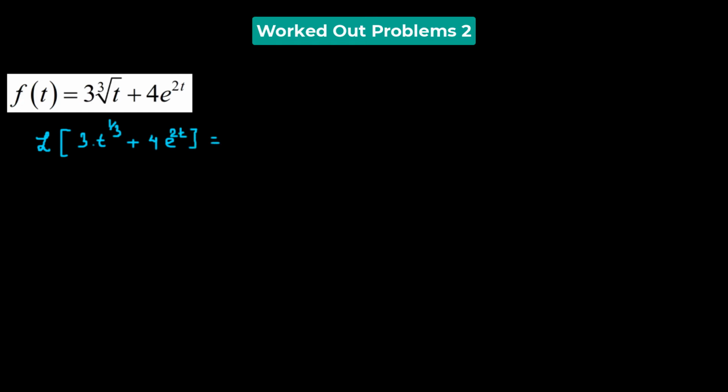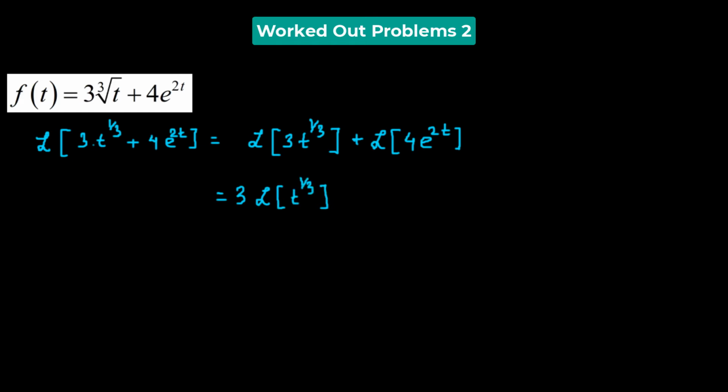Now using the linearity property of the Laplace transform, we have the Laplace transform of 3 times t raised to the power of 1/3 plus the Laplace transform of 4 times e raised to the power of 2t. Now we can pull the constants out of the operator. So we have 3 times the Laplace transform of cube root of t plus 4 times the Laplace transform of e raised to the power of 2t.